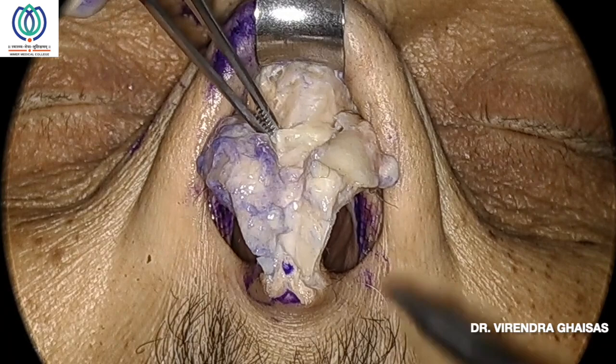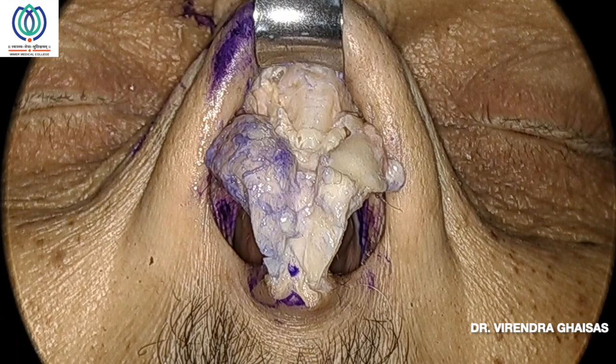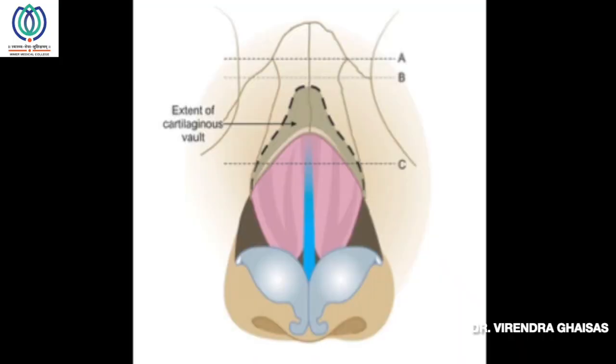periosteum, so that whatever cartilage you are going to put in has to touch the nasal bones directly. If you are drilling the nasal bone or rasping the hump, then your rasp is directly in contact with the nasal bones rather than the soft tissue or periosteum.